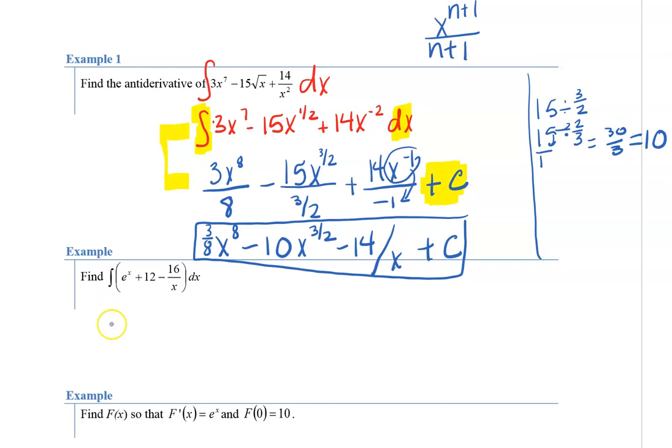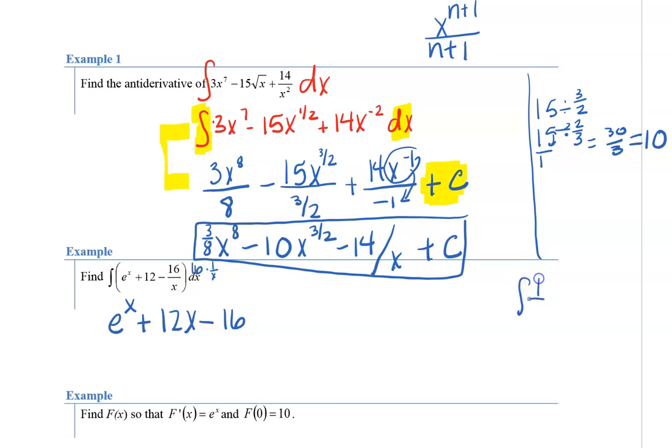So e to the x, its antiderivative is just e to the x. Whenever you have a 12, you're just going to put an x on it. So any number, you attach the x. Minus 16 is your constant or coefficient. And then what would be left is, this is like 16 times 1 over x.